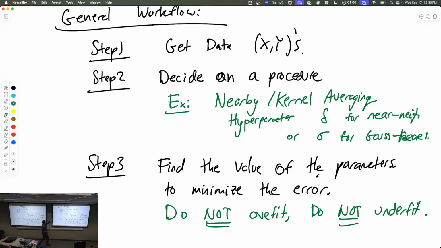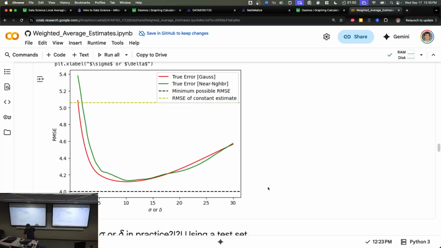Questions or comments about the general workflow or anything else that we've done so far? Okay. All of this is very nice. This is like how you should think about things. But there is one actually very important detail that I kind of glossed over. The problem is that in reality, you can never actually get this curve. It would be so nice if you could just plot this curve, find the minimum, and then be done. But I cheated, and I did something that's not allowed.